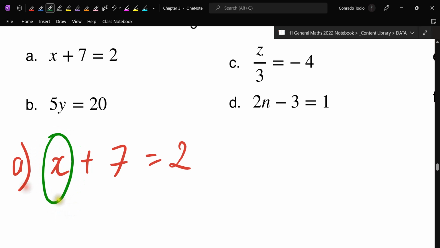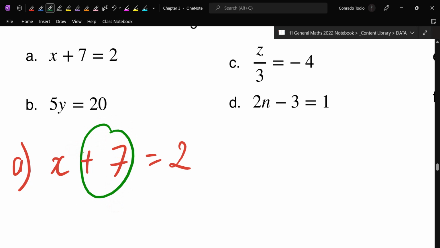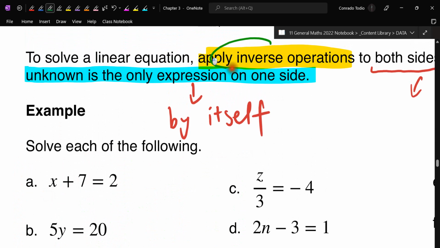So we're trying to isolate this. If you want to make x by itself, what do you have to move? The 7. Okay, this guy. Now this is a positive 7. So if I move it to the other side, it becomes a negative 7, the opposite. That's what it means to apply inverse operations. It becomes the opposite of what it is.